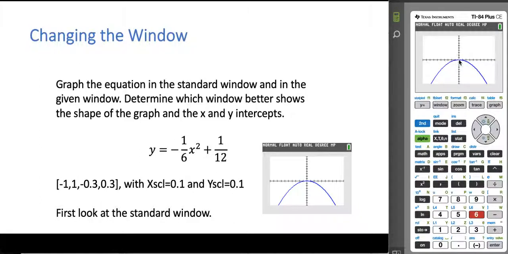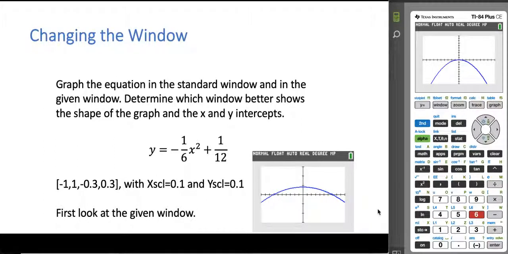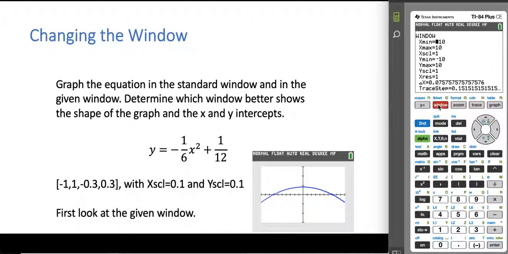Can you tell where the x and the y intercepts are? The shape is pretty good. That shows pretty much what the shape should look like, but you really can't identify those x and those y intercepts. Let's see if we graph it in this other window if that's better. So we have to change that window.